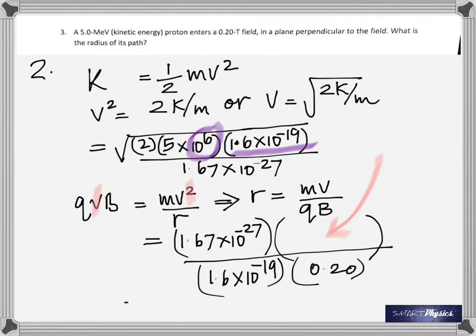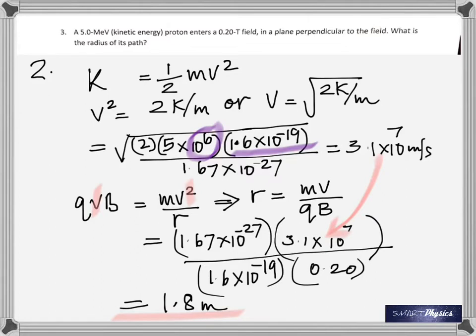And the magnetic field is 0.20. When you substitute all that, you get 1.8 meter. But by the by, you get the velocity as 3.1 times 10 to the 7. So that's the number that goes in there, okay? So that's now clear.